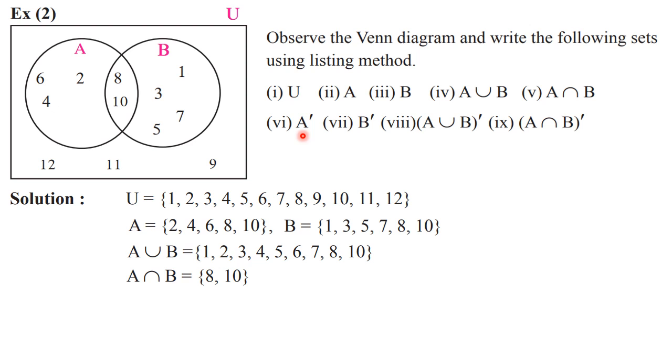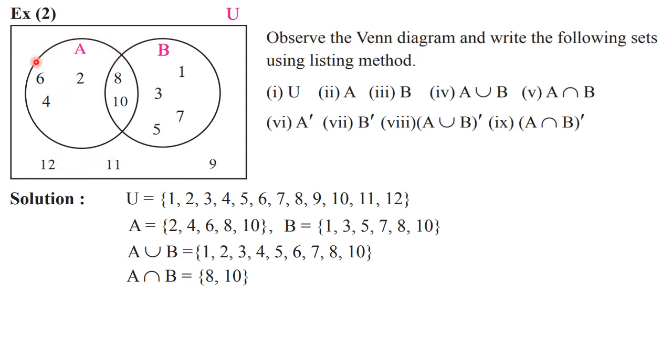Recall the definition of complement. What is the complement of a set? In case of complement, we have to consider the set and the universal set. The elements which are present in U but not present in A, you ignore this circle and then write down the remaining elements, which will give you A complement. So A complement has elements 1, 3, 5, 7, 9, 11 and 12.